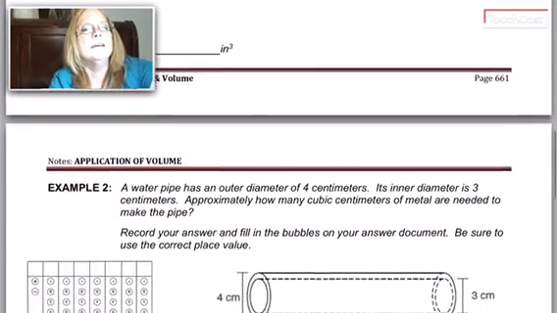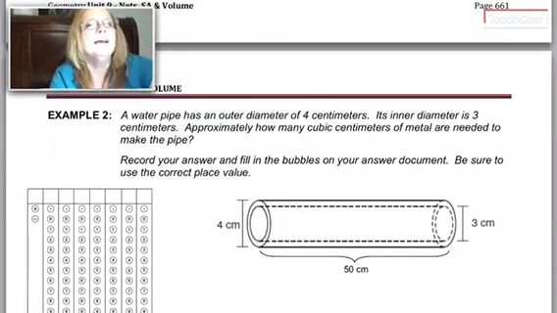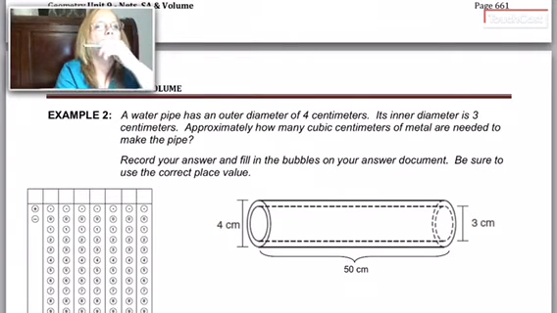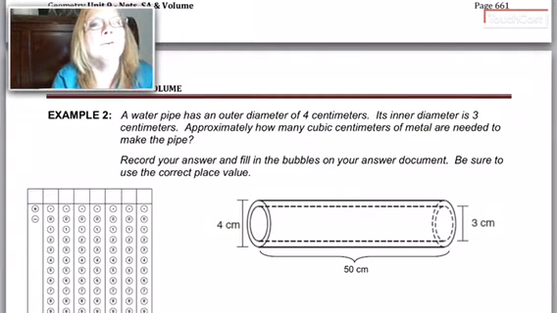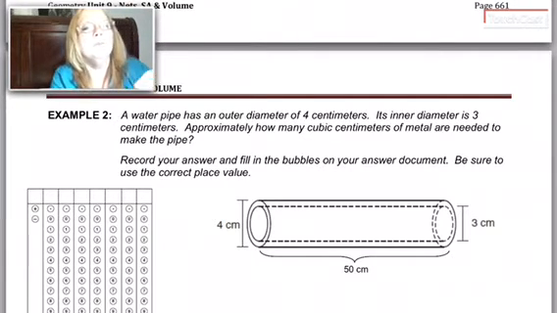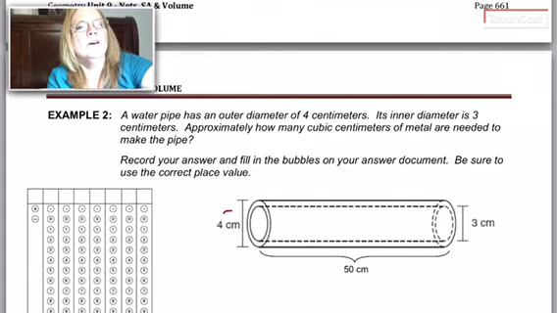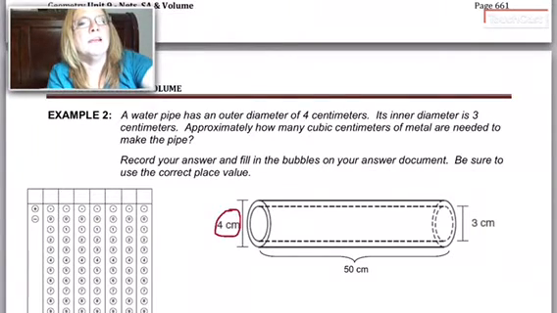The next one says a water pipe has an outer diameter of 4 centimeters and an inner diameter of 3 centimeters. Approximately how many cubic centimeters of material are needed to make the pipe? So think about it. We have a pipe, but we're going to hollow it out. So where it's hollowed out, we don't need the metal material. So we're going to start with the outer. Be careful because they gave us the diameter, not the radius. So we're going to cut that in half and make it 2.